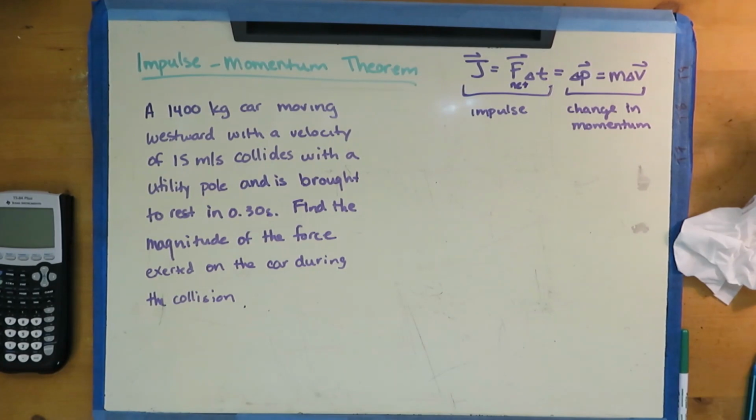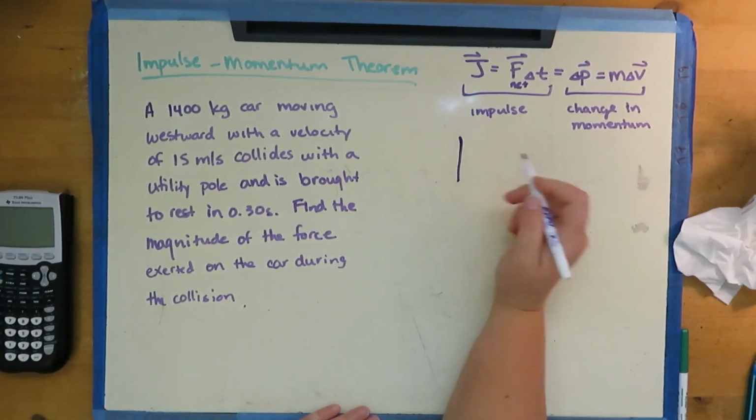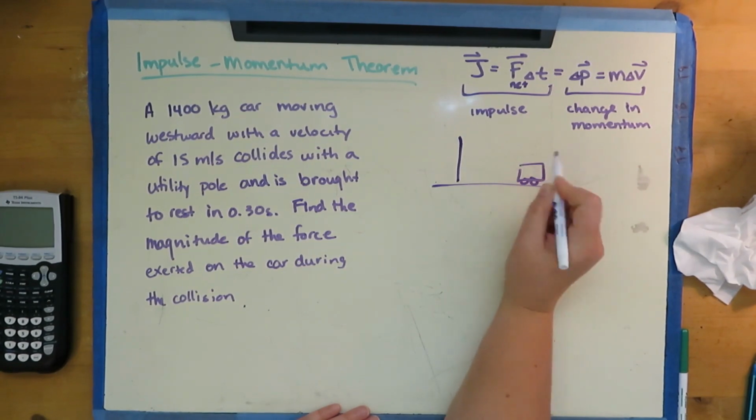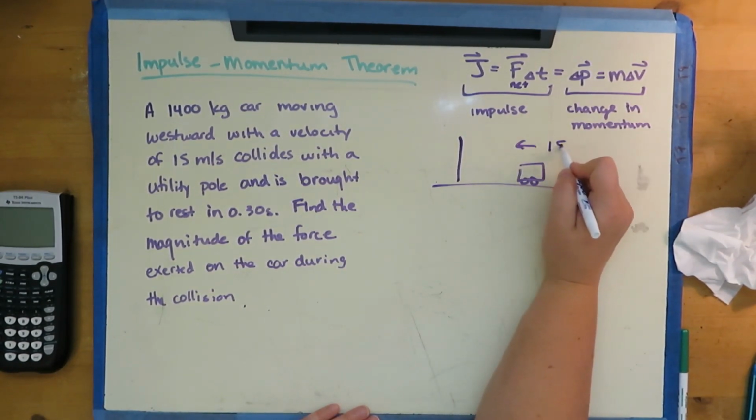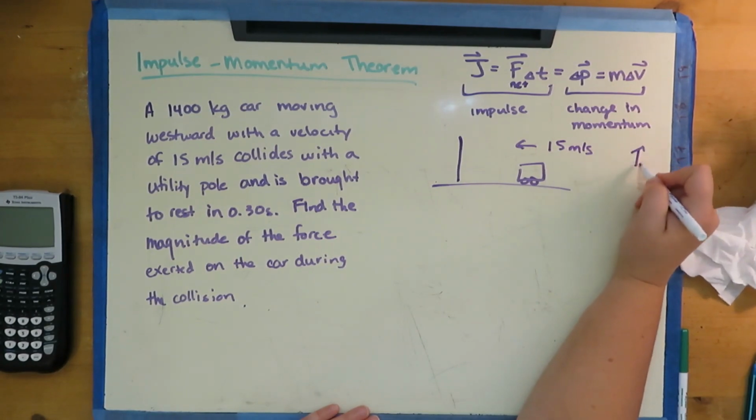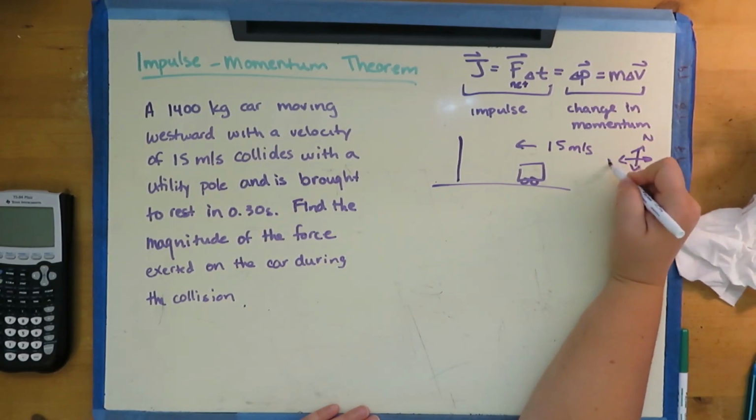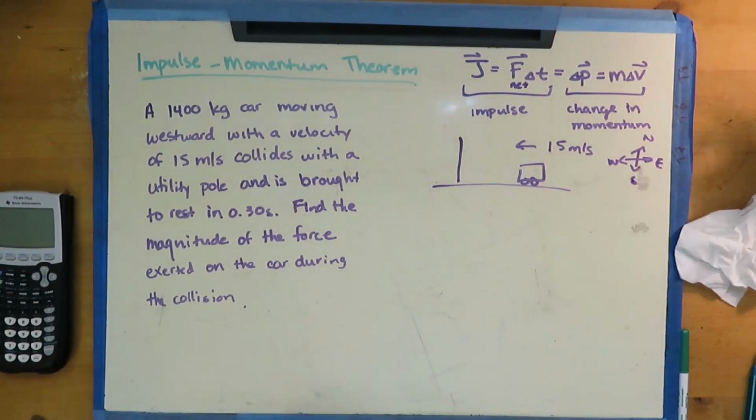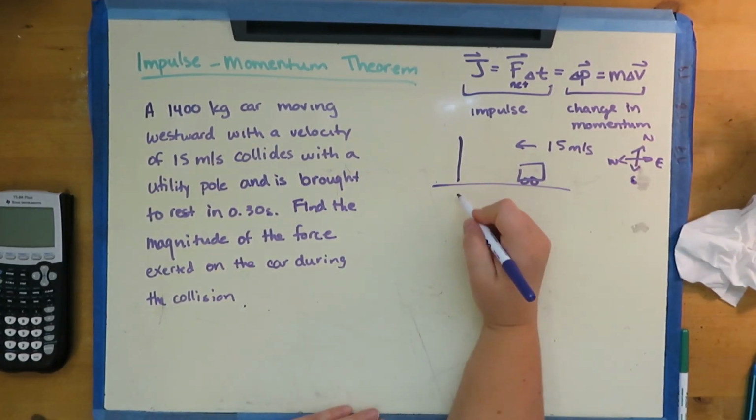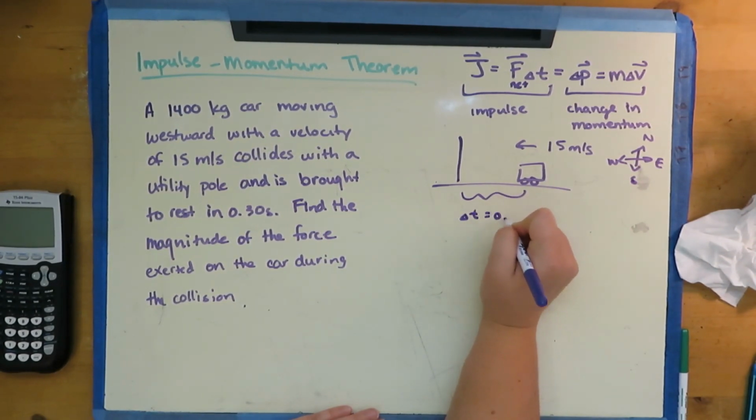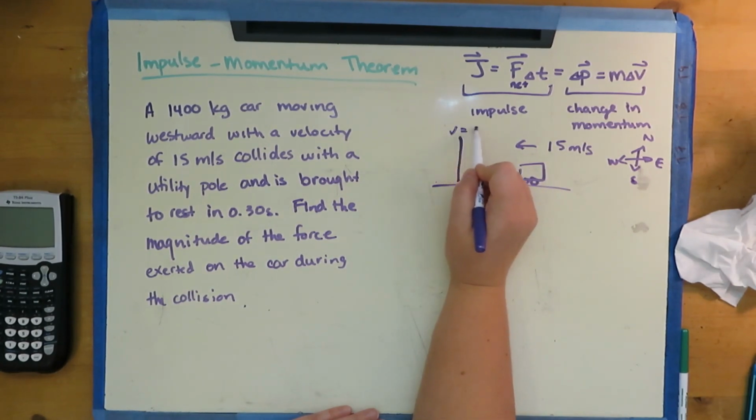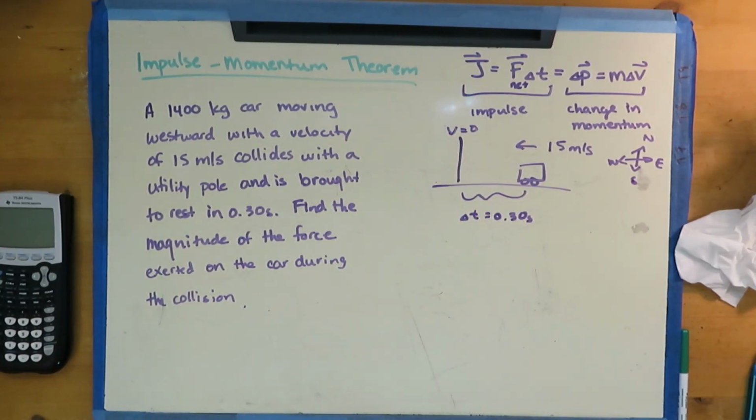All right, so we have a 1,400 kilogram car moving westward with a velocity of 15 meters per second, collides with a utility pole. So I've got a utility pole and I've got a vehicle here. It's moving initially at 15 meters per second to the west. So we're defining a coordinate system where it's moving to the west there. And it's actually being brought to rest in 0.3 seconds. So our change in time here is 0.30 seconds, and it's going to have a velocity of 0 here. We want to find the magnitude of the force exerted on the car during the collision.